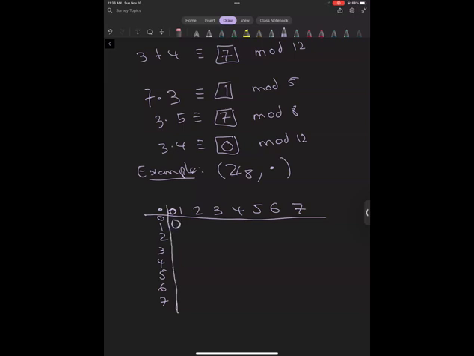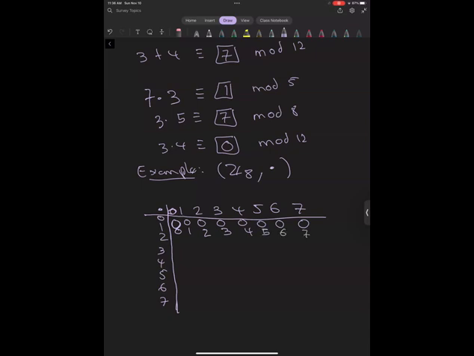0 times 0 is 0, 0 times 1 is 0, 0 times 2 is 0, 0 times 3 is 0, 0 times 4 is 0, 0 times 5 is 0, 0 times 6 is 0, 0 times 7 is 0, right? Now 1. 1 times 0 is 0, 1 times 1 is 1, 1 times 2 is 2, 1 times 3 is 3, 1 times 4 is 4, 1 times 5 is 5, 1 times 6 is 6, 1 times 7 is 7.